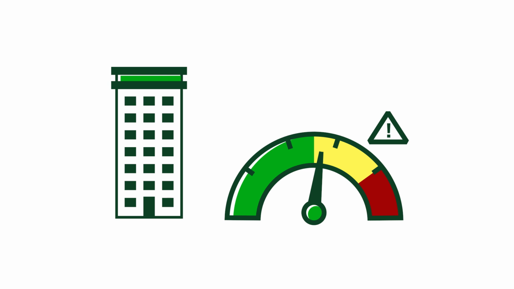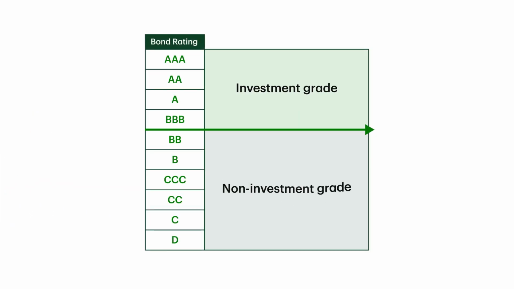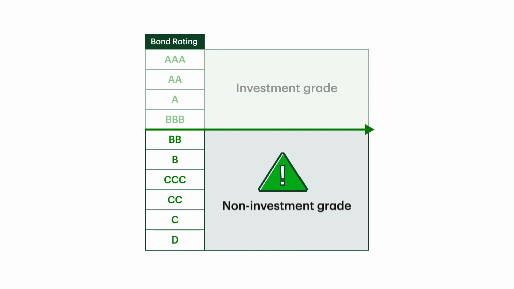These nuances are typically reflected in a bond's credit rating, which assesses how likely the borrower is to pay you back. Investment-grade bonds are considered low risk. These typically have a rating of BBB or higher. Bonds with ratings below BBB are considered higher risk.